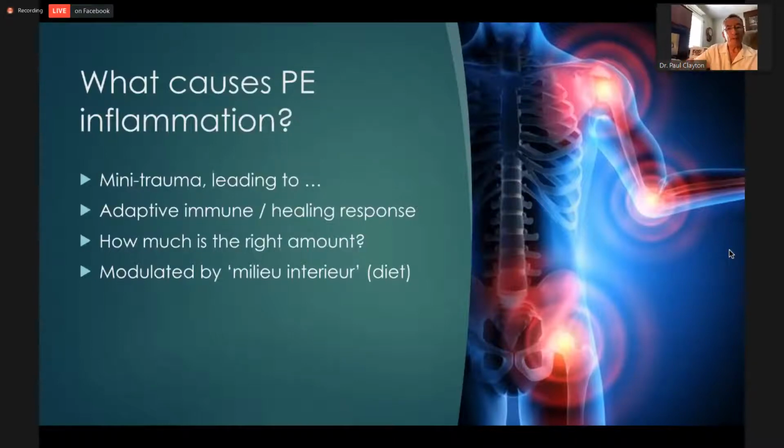You need a small amount of this kind of response, but if you have an excessively strong inflammatory response, as I said, it's counterproductive. And what determines more than anything else whether your body is going to be capable of mounting the appropriate level of inflammatory stress and not excessive, that is largely down to dietary factors. Next slide, please.